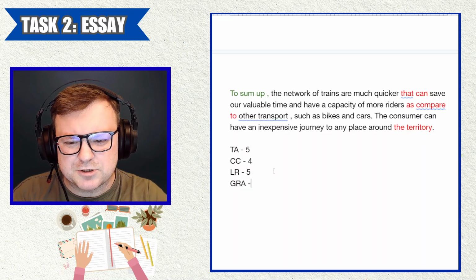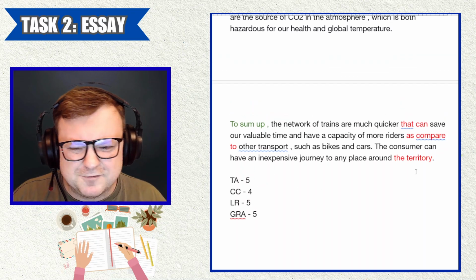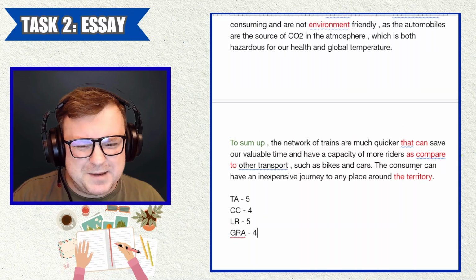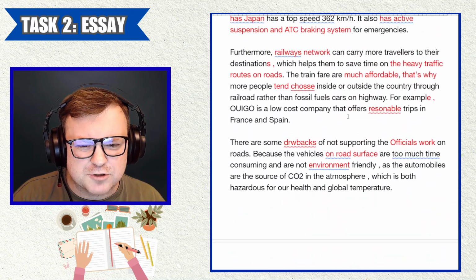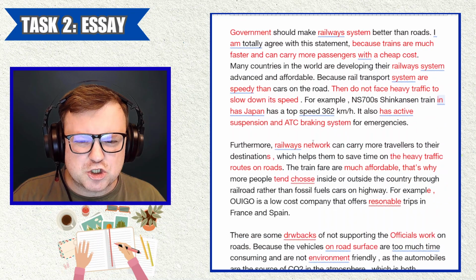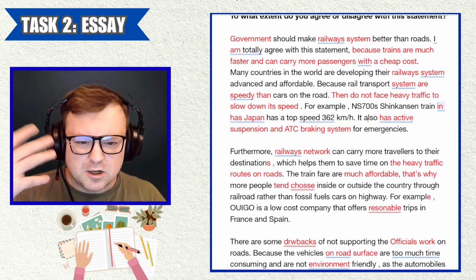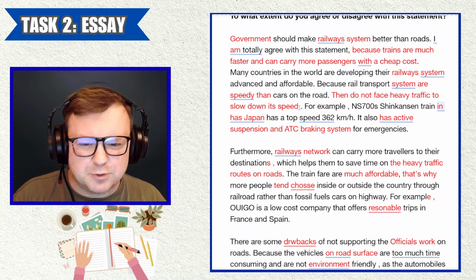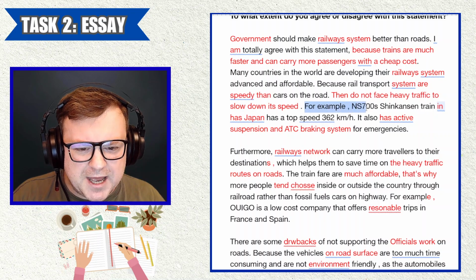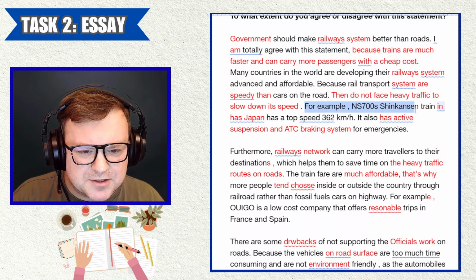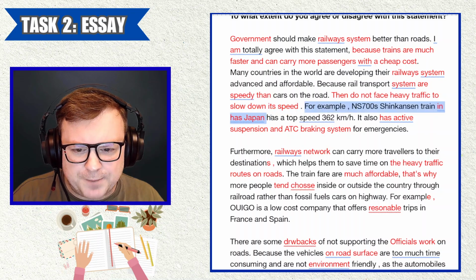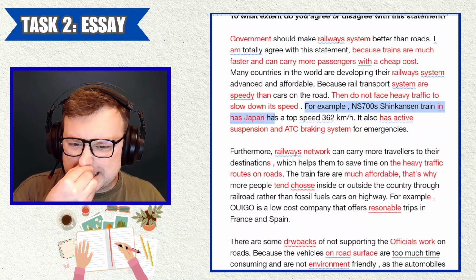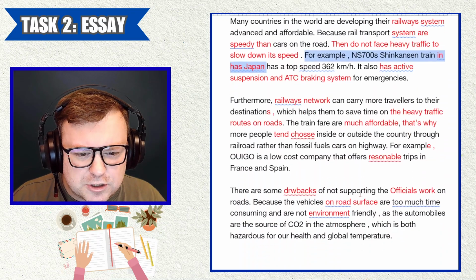Grammatical range and accuracy, maybe 5 or maybe even 4. I think maybe even 4 for grammatical range and accuracy. There is consistent strain on the reader. The reader often has to read and reread and reread to understand, right? For example, "NS 700's Shinkansen train in has Japan." That sentence is just so confusing grammatically.